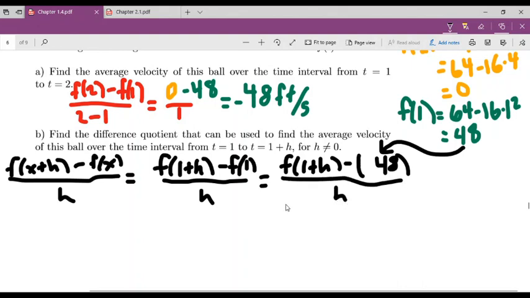Okay. Now what I need to do is I need to figure out what this f of 1 plus h is. Okay. If I come down here, I need to use my original equation. So I need to use 64 minus 16 times 1 plus h, and that's got to be squared, minus 48 all over h.